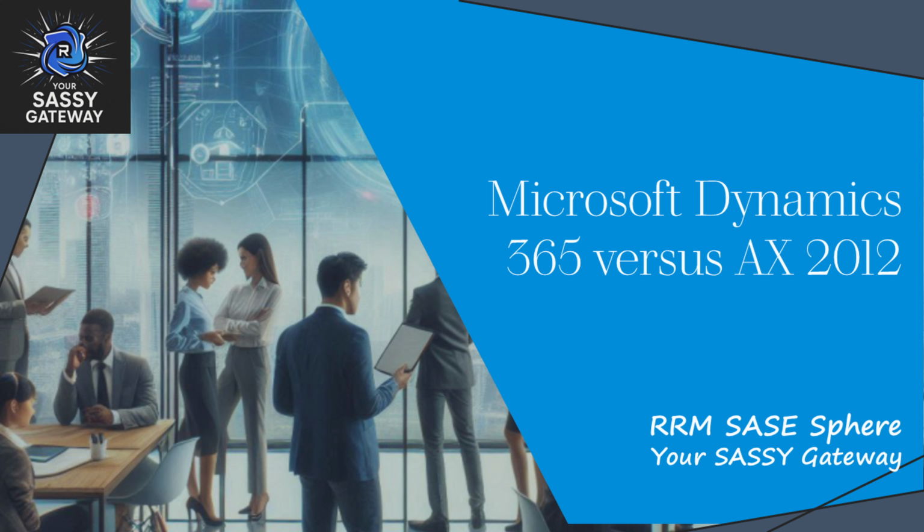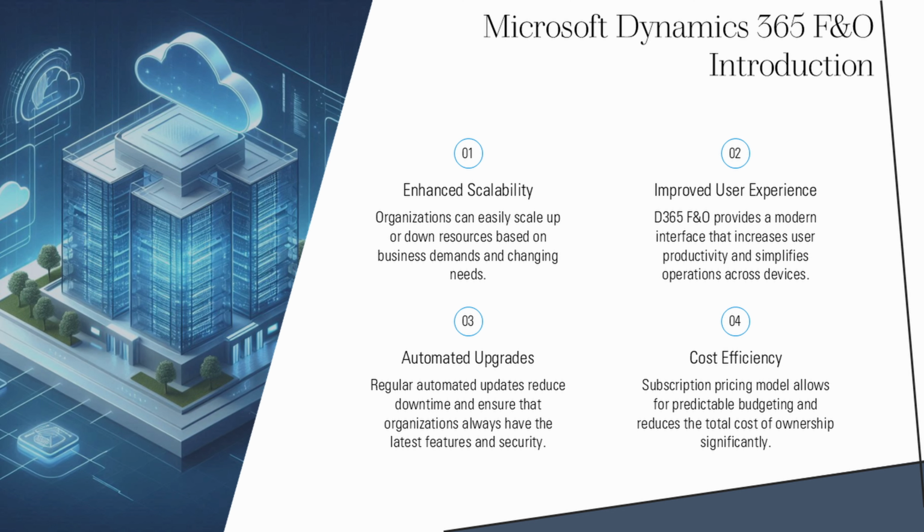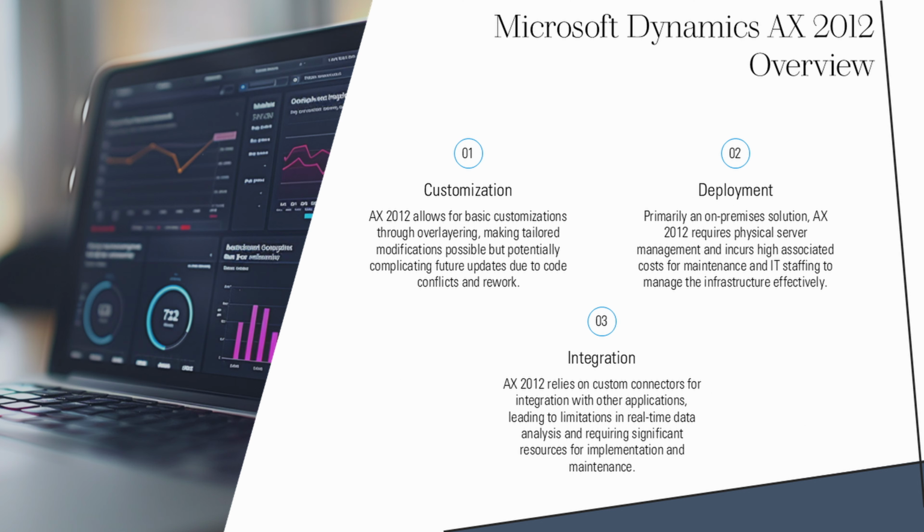Microsoft Dynamics 365 Finance and Operations, or D365 FNO, represents a paradigm shift from its predecessor, Microsoft Dynamics AX 2012 R2. It reflects broader technological trends toward cloud computing, modular architecture, and seamless integration. This report examines the structural, functional, and operational differences between the two platforms, emphasizing how D365 FNO addresses the limitations of AX 2012 R2 while introducing transformative capabilities for modern enterprises.